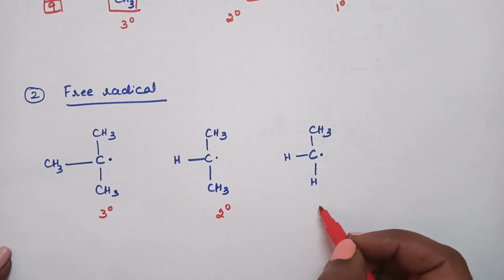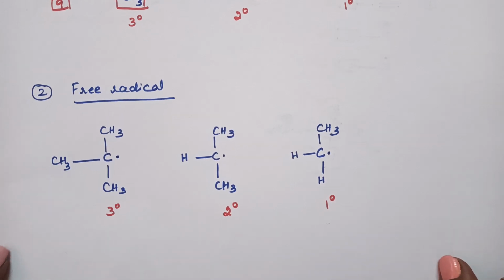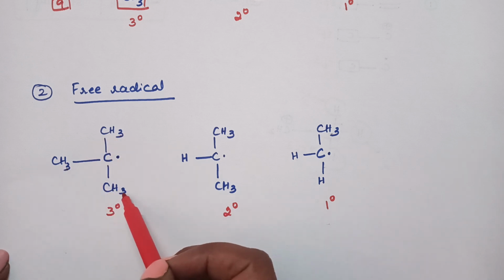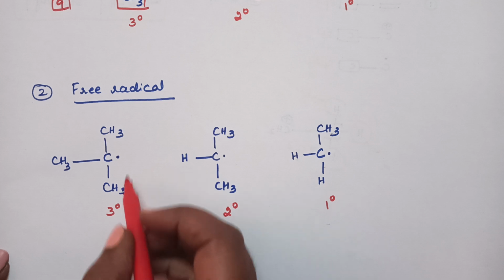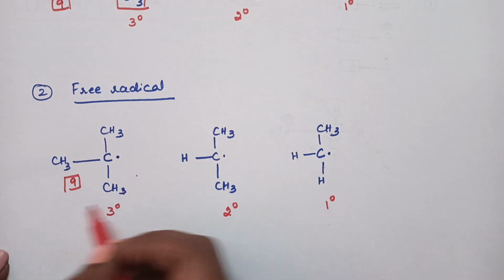And this is primary. So how to find which is more stable among these three structures? Count the number of alpha hydrogen atoms. Where the alpha hydrogen is more, that structure will be more stable. So here you can see 3 plus 3 is 6, 6 plus 3 is 9. So there are 9 alpha hydrogen atoms here.